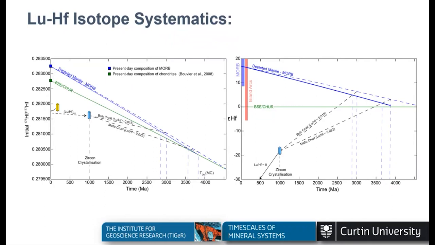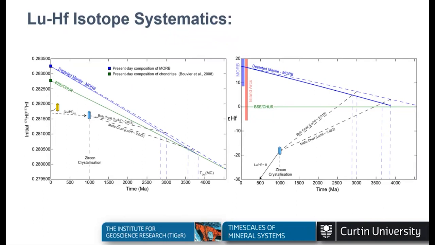So once we've got the initial ratio at the time of crystallization, we can see, does it plot below the BSE curve, or does it plot above the BSE curve? Right? If it plots below the BSE curve, that's telling us that the rock we're looking at was probably derived from older crustal material that might have fractionated out of the mantle or BSE at some time previously.